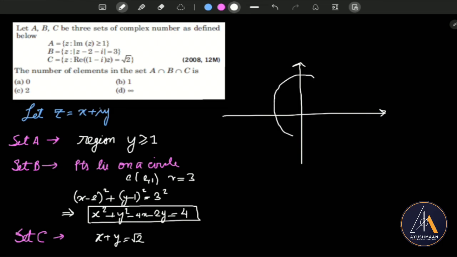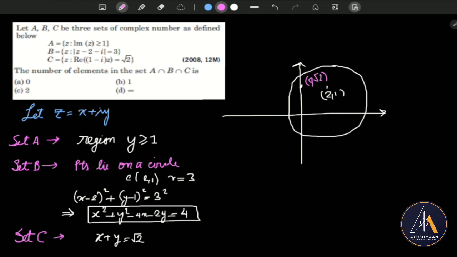A circle. The circle center will be (2, 1). So let us mark (2, 1) over here. And the circle will be somewhat like this. Let this point be (0, root 2) and this point be (root 2, 0). So the line will be this, and another line is y greater than or equal to 1. This will be the line, it will pass through (2, 1). So this is the line y equals 1.